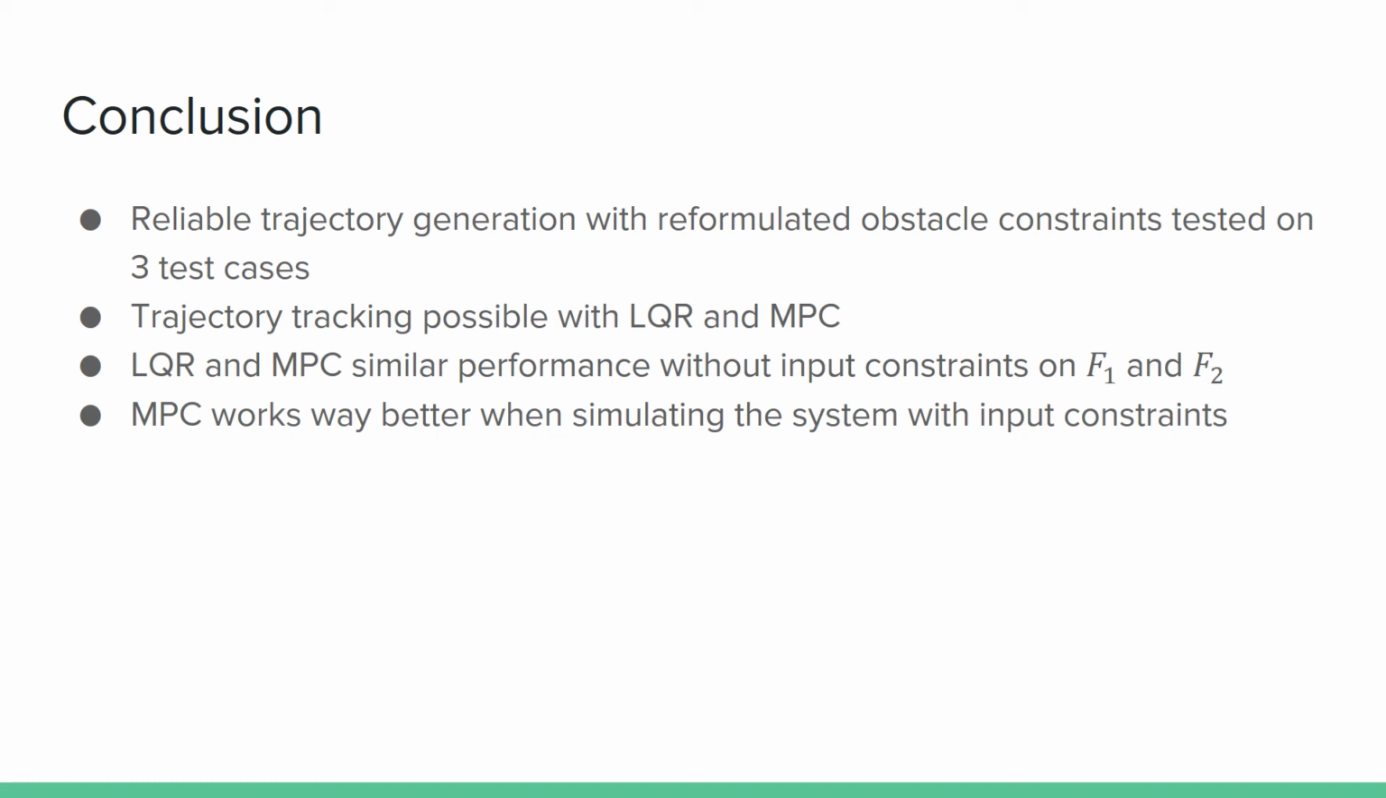So in conclusion, we developed a trajectory generation scheme for a highly nonlinear and underactuated system. We used results from a recent paper to reformulate our obstacle constraints to differentiable constraints, and we tested them on three different test scenarios. For the case where the input constraints were set to the nominal values, LQR and MPC had similar performances. But for the test case where we had reduced input constraints, the MPC controller performed much better than the LQR controller. And we showed trajectory tracking for both LQR and MPC controllers in this project. Thank you.